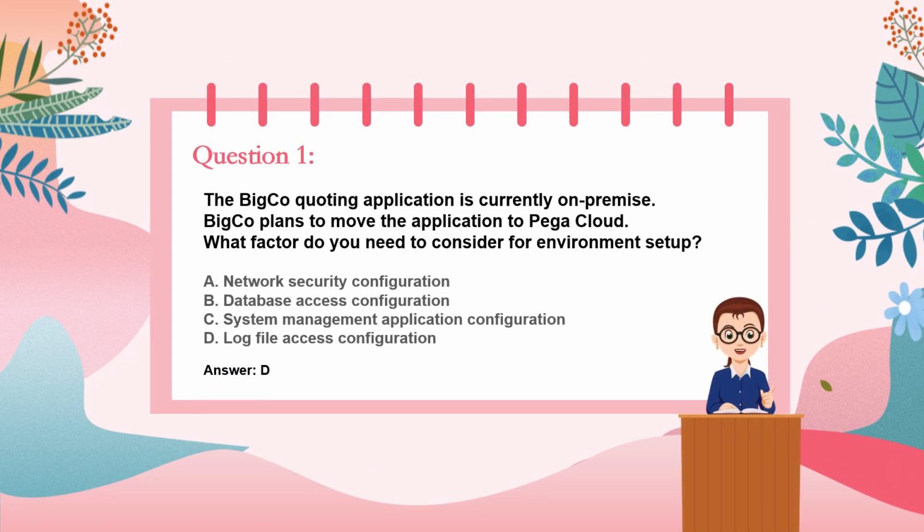Question 1. The BigCo quoting application is currently on-premise. BigCo plans to move the application to Pega Cloud. What factor do you need to consider for environment setup? A. Network security configuration. B. Database access configuration. C. System management application configuration. D. Log file access configuration. Answer. D.